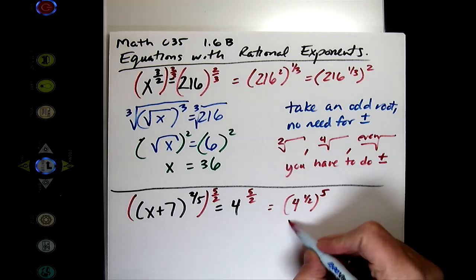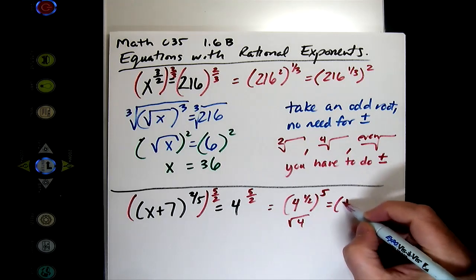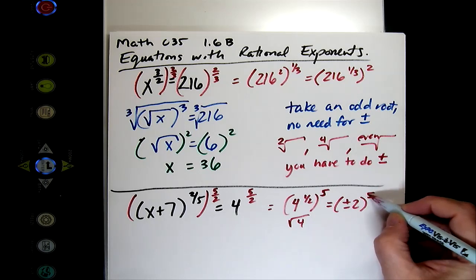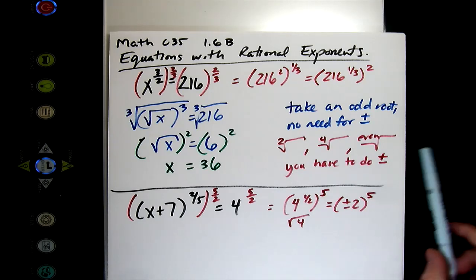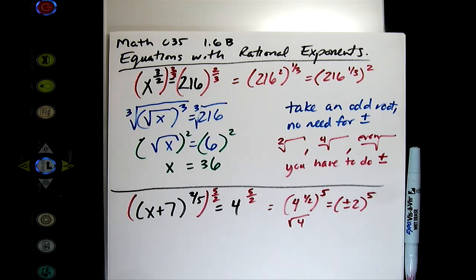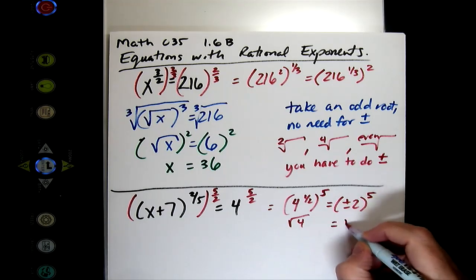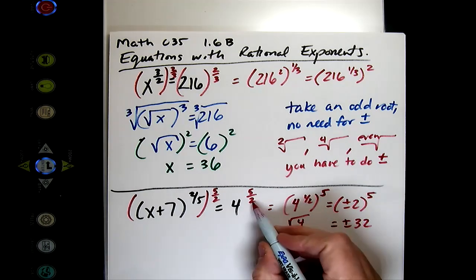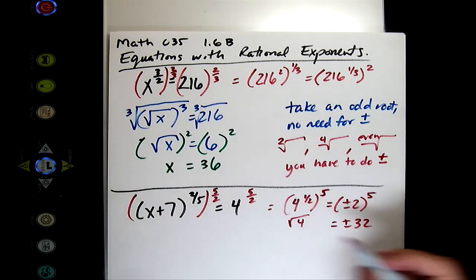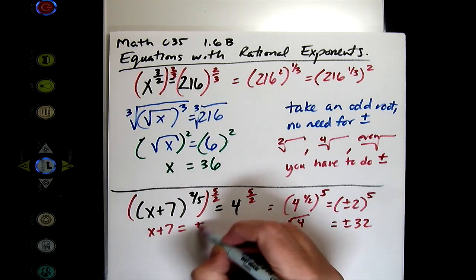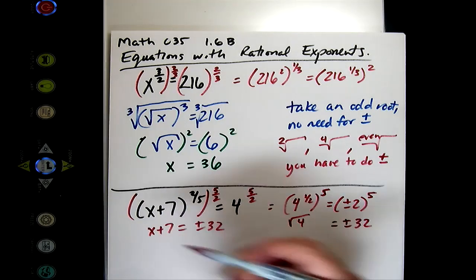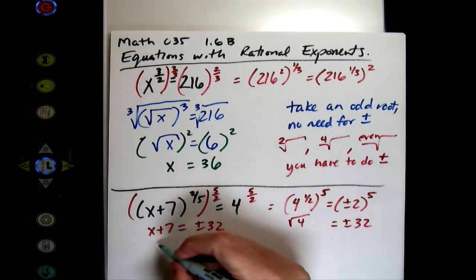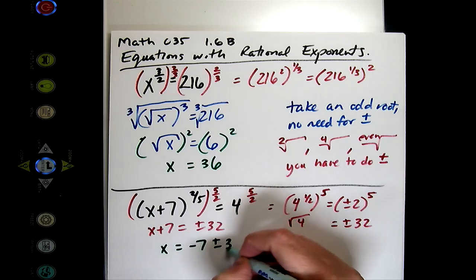This is the square root of 4, which is going to mean plus or minus 2 in there to the 5th power. So this one should have two different answers when we spit it out. 2 to the 5th power is 2, 4, 8, 16, 32. We should end up with plus or minus 32. Just for that part alone, the left side would be x plus 7. When we finish it, we subtract 7 from both sides, and we get x equals negative 7 plus or minus 32.